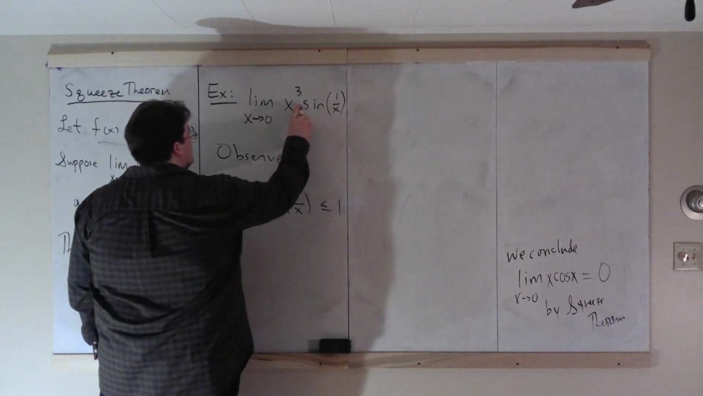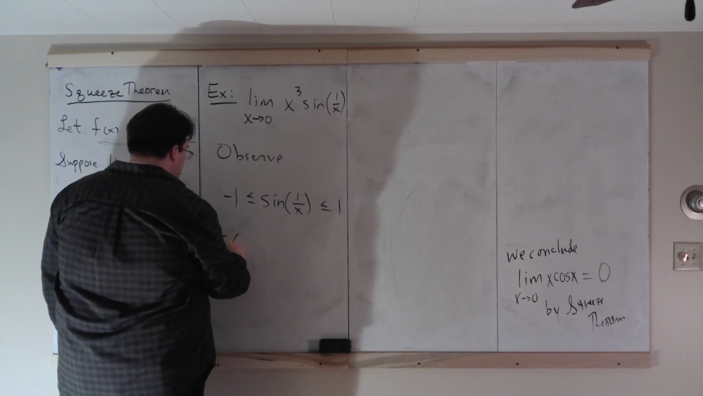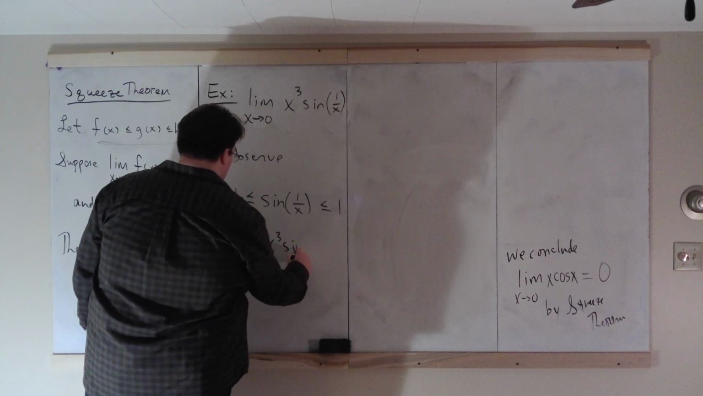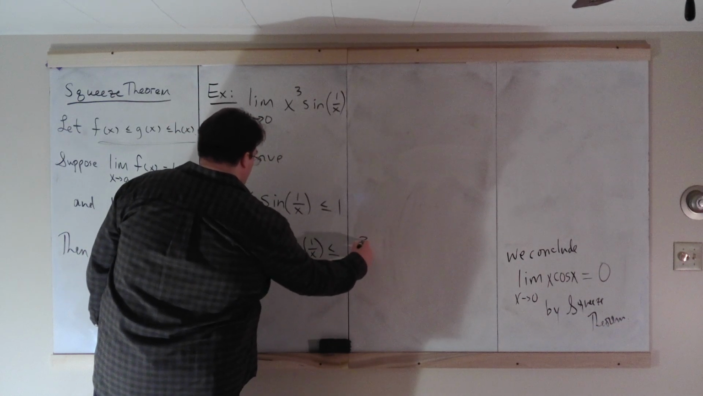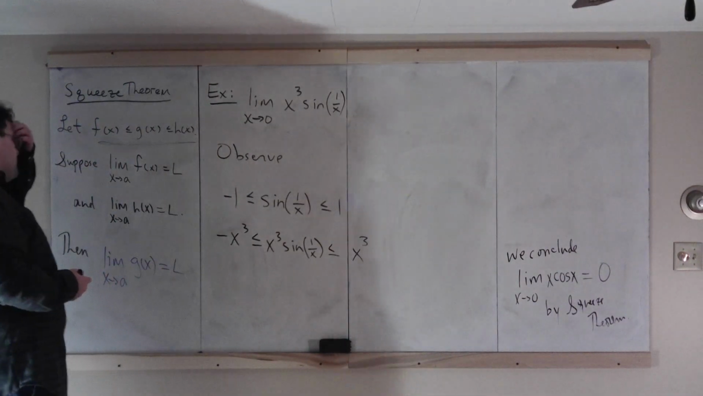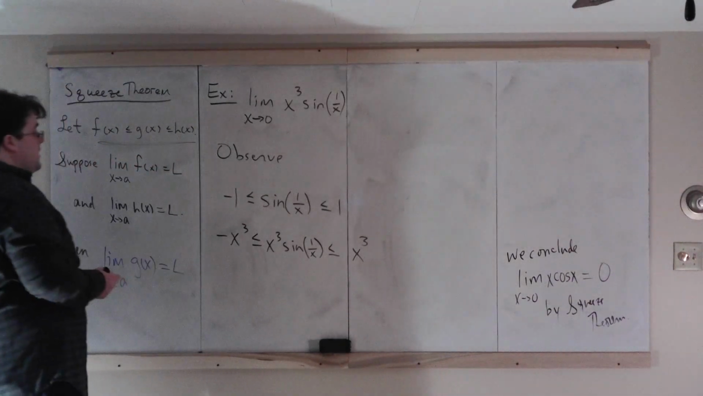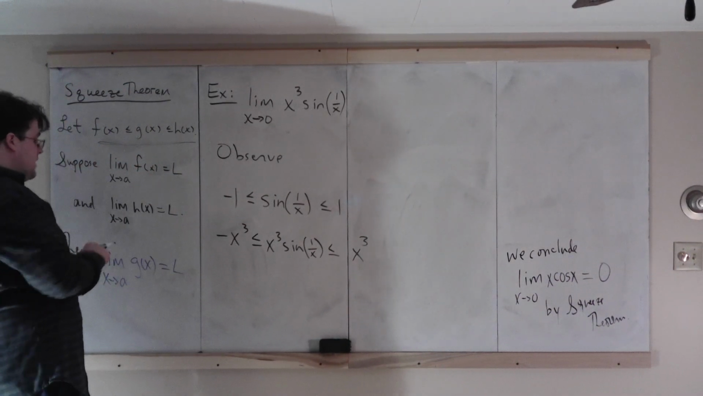Now, we want x cubed sine of 1 over x, so let's multiply everything by x cubed, as we did in the previous one with x. So multiply everything by x cubed, and now the function we want is in the middle. So if the limits on both sides of it are the same number, then the limit on the inside is that same number.